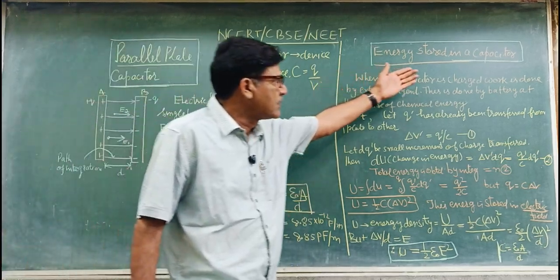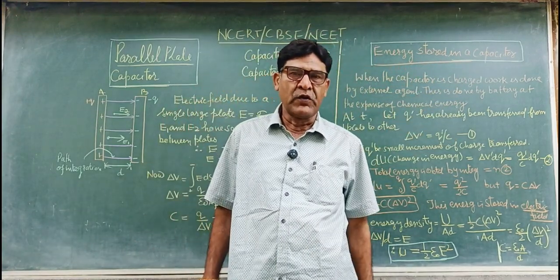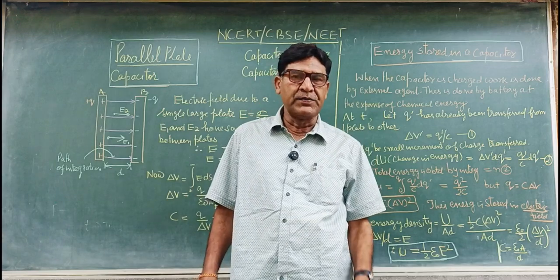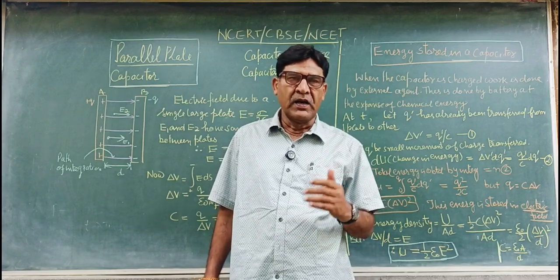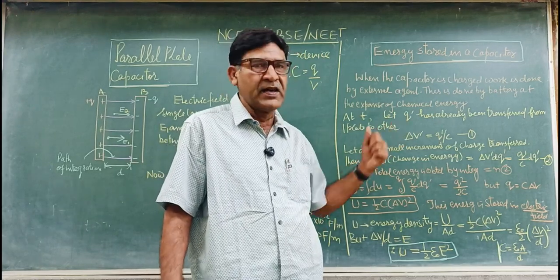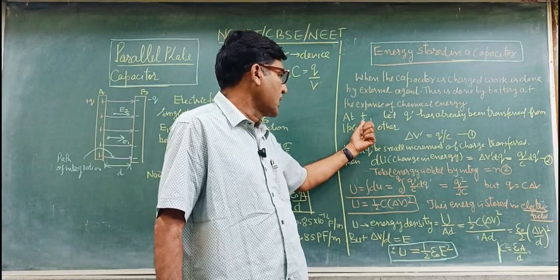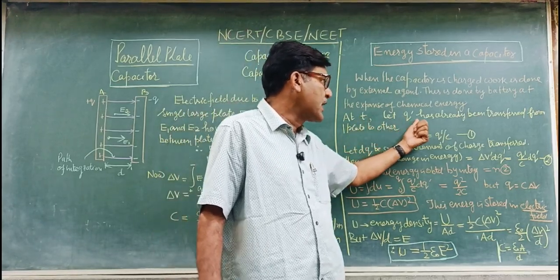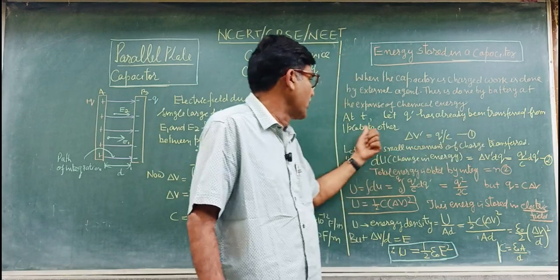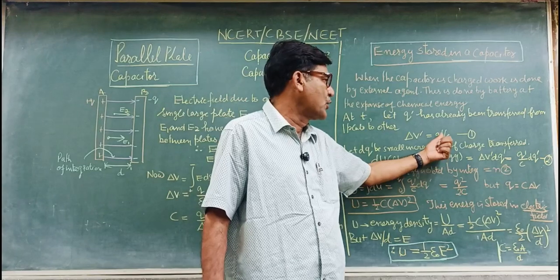Now let us come to the energy stored in a capacitor. During the process when the charge is being transferred from one plate to another, work is being done, and that work done is done at the expense of the electrical, you can say chemical energy of the battery. So at any time t during the process of charging, let us say Q dash charge has already been transferred from one plate to another. So in that case, the potential difference is equal to Q dash by C.